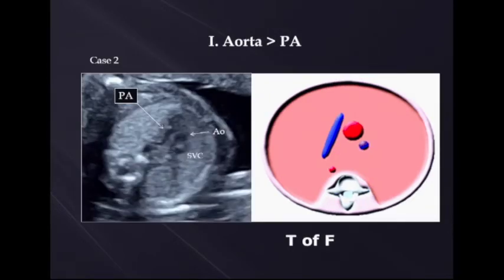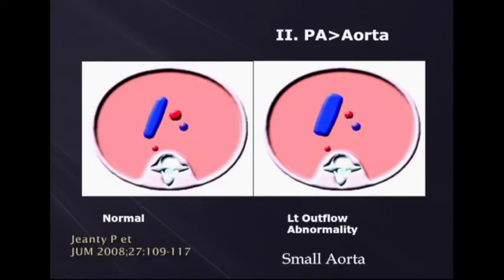Here's another example of Tetralogy of Fallot, in which I have the aorta, SVC, and a very small little twig coming off the pulmonary artery. So again, there's a discrepancy in the size, with, in this case, the aorta greater than the pulmonary artery. Well, next, pulmonary artery greater than the aorta.